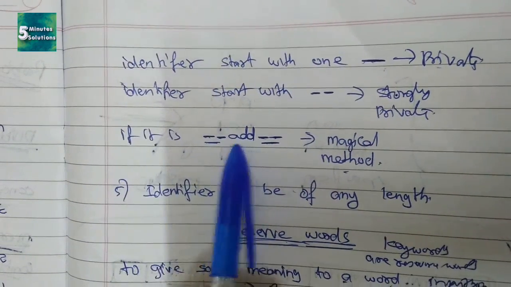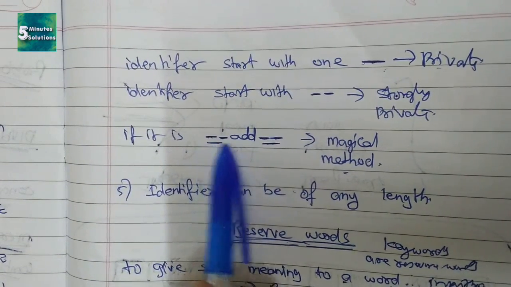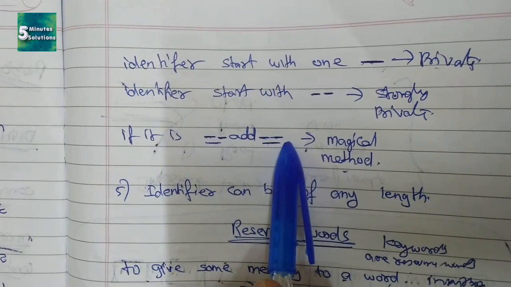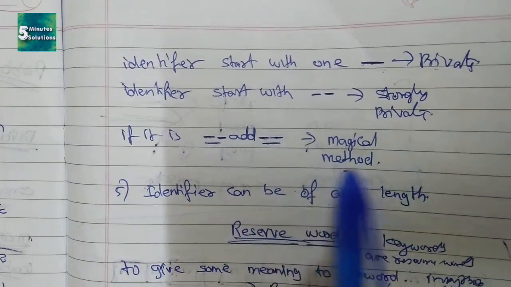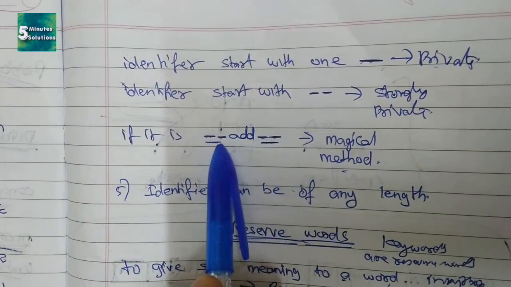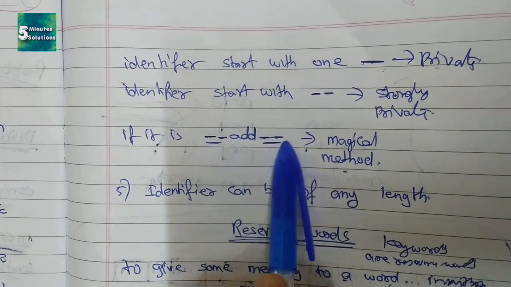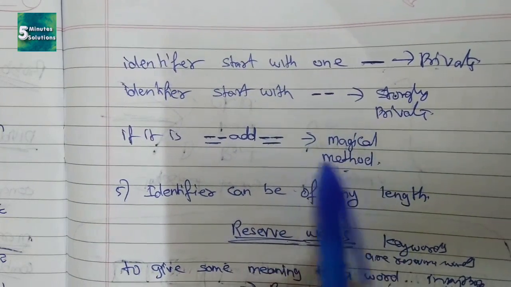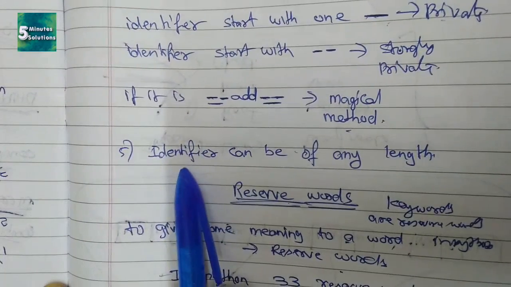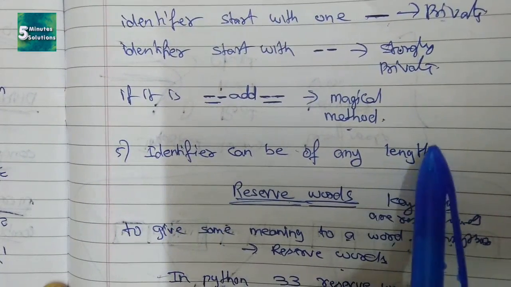And if an identifier starts with 2 underscores before and 2 underscores after, then it is a magical method. Magical method means before there are 2 underscores and after there are 2 underscores. That is what magical methods means. And an identifier can be of any length.